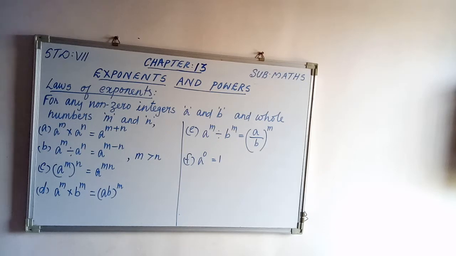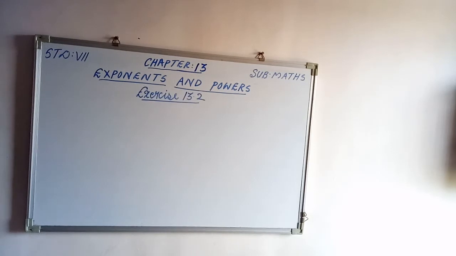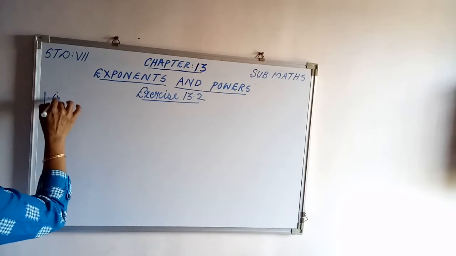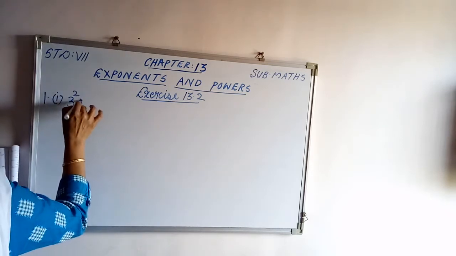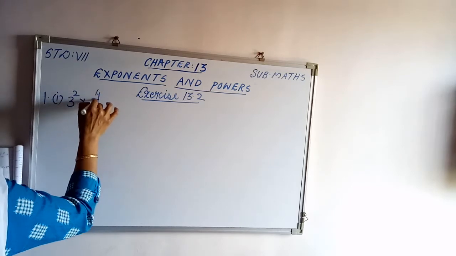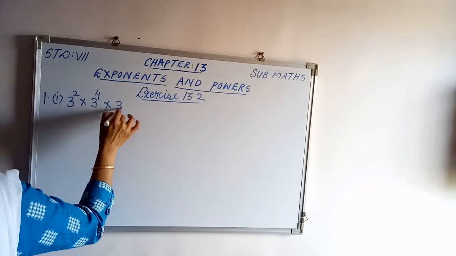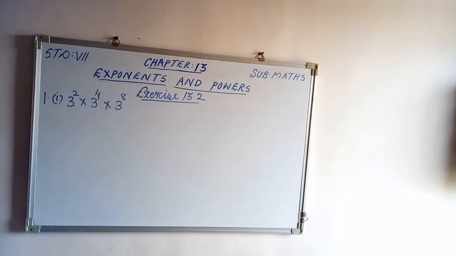Now we can start with exercise 13.2. First question: using laws of exponents, simplify and write the answer in exponential form. We have to use the laws of exponents. The first question, 3 raised to the power 2, or 3 square, multiplied by 3 raised to the power 4 multiplied by 3 raised to the power 8.